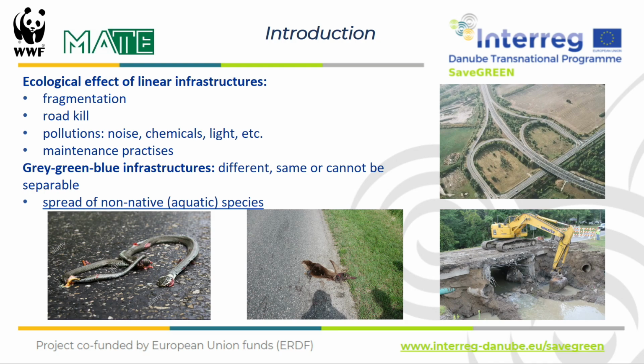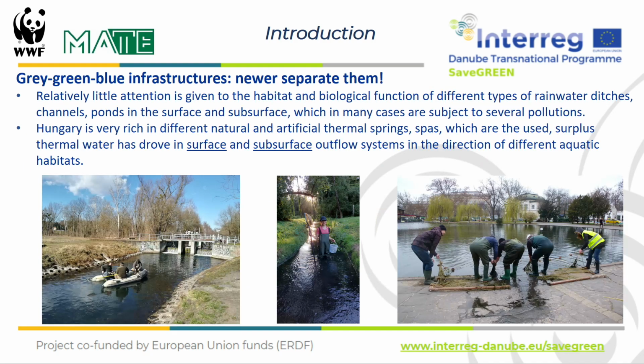And why is this topic interesting from the Hungarian perspective? A lot of non-native species spread in those sections of the streams which were crossed or broken by different barriers, for example different types of bridges and infrastructure elements. So the first answer to the question whether we can separate the green, grey and blue infrastructure: in most cases in Hungary, we cannot separate it exactly.